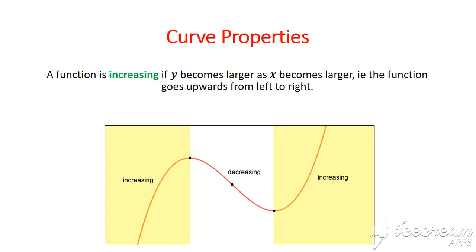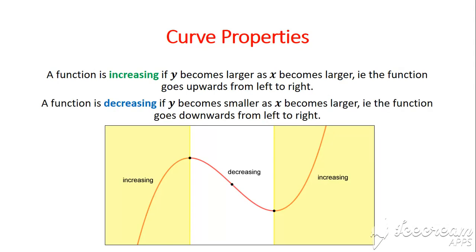A function is increasing if the y value becomes larger as x becomes larger, i.e. the function goes upwards from left to right. And you can see on the function below, there are two parts of the graph where the function is increasing. A function is decreasing if the y value becomes smaller as x becomes larger, i.e. the function goes downwards from left to right, and you can see it's this middle section where the function's decreasing.